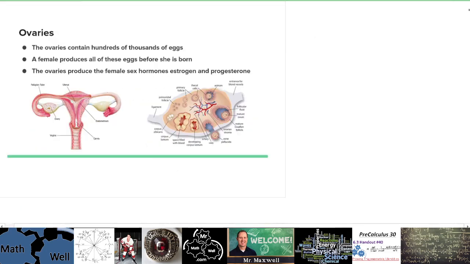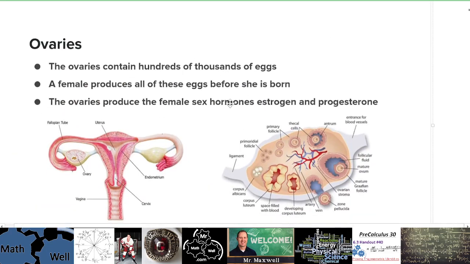All right. The ovaries. Let's talk about the ovaries first, and you should have some blanks in your notes that you can fill in. The ovaries contain hundreds of thousands of eggs. Inside the ovaries is where the egg production is and where the eggs are contained and where they come from. A female produces all of these eggs. This might be something new for you to know, before she is even born. So the eggs are produced as you're developing. That's kind of cool. Not a continual process of creation, really. So the eggs are all contained in the ovary there.